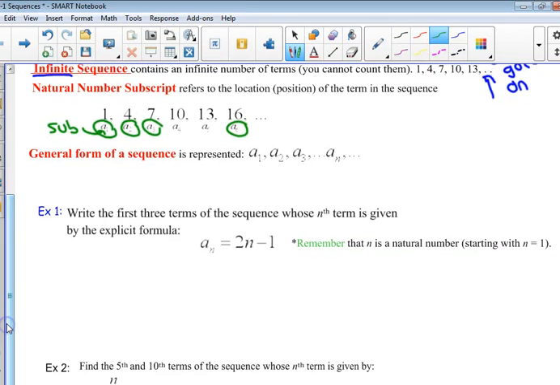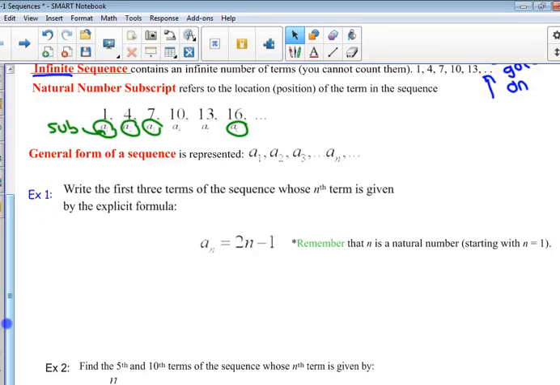Right? This is the same thing as your first term, second term, third term. So whenever we are writing things and we're trying to talk about a sequence, we're going to be using this little a sub 1, a sub 2, a sub 3 to represent what comes first in the sequence, what comes second, what comes third.